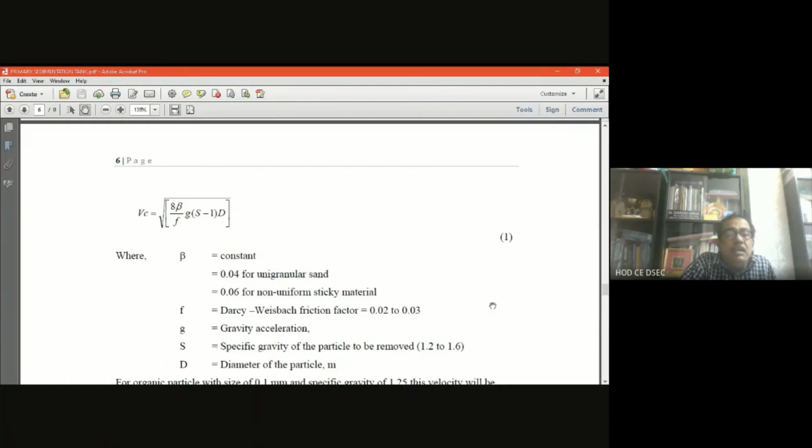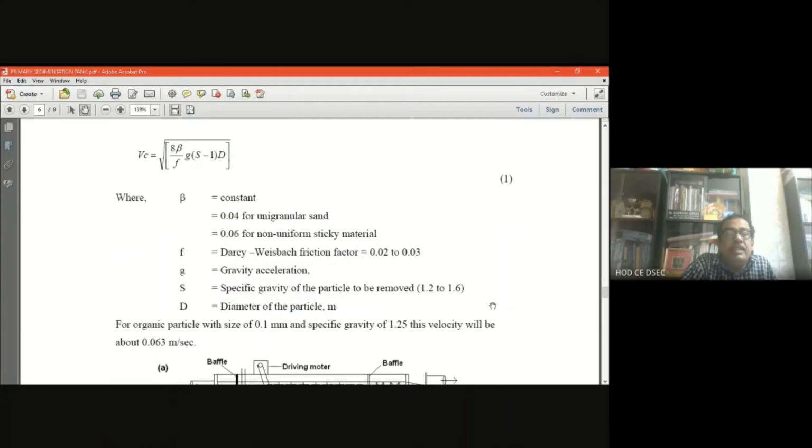So what is the formula? Vc equals the square root of 8 beta by f into g into s minus 1 into d. Here f is the Darcy-Weisbach friction factor, which was also discussed earlier, beta is a constant, s is the specific gravity, and d is the diameter of the particle.